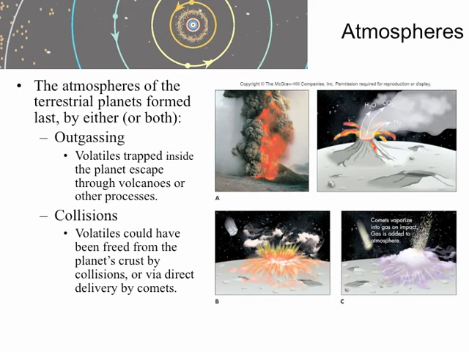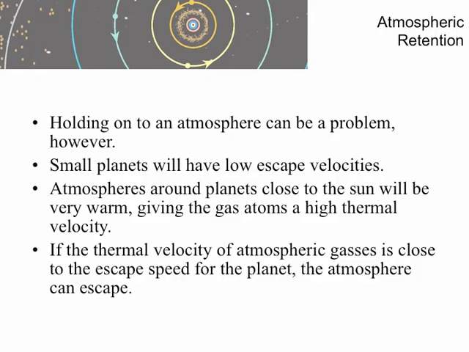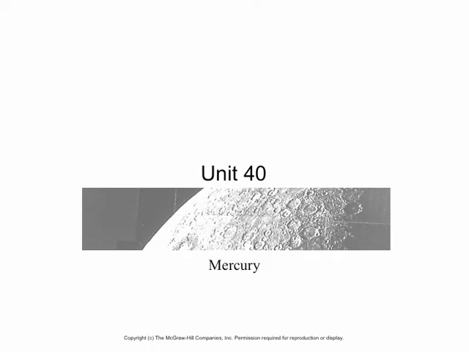The atmospheres of planets were formed by probably some combination of both outgassing from volcanic activity and also collisions from comets, which vaporized gases and released them into the atmosphere. However, as we mentioned before, holding on to an atmosphere can be a problem, especially for smaller planets that have low gravity. They're not able to hold on to thick blankets of atmosphere, and these escape into space, such is the case of Mars. But before we start talking about Mars and other planets, let's start with the closest planet to the Sun, Mercury.